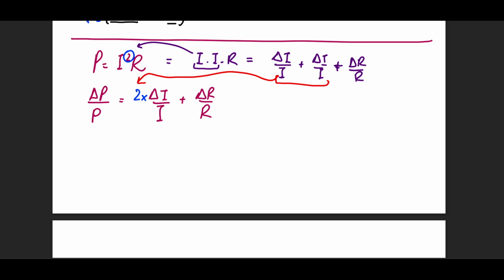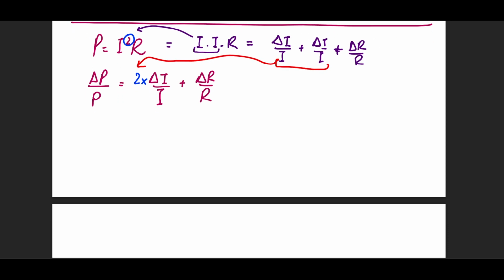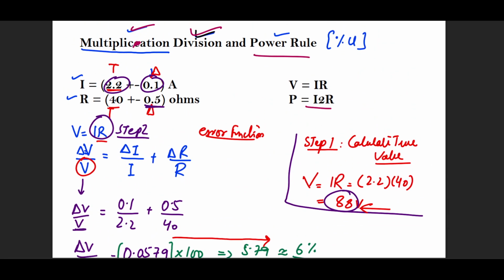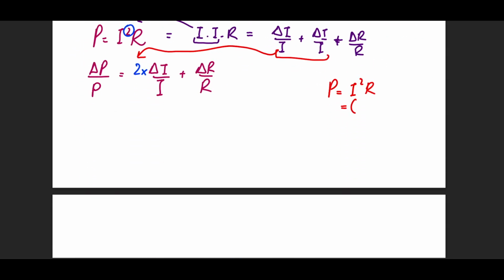So now to solve this, again, the method is going to be simple. First, we find out the calculated power, which is P equals I squared R. The value of I given in the question is 2.2. R is 40. So this is going to be 2.2 squared multiplied by 40. Let's calculate this. So 2.2 squared multiplied by 40 gives us 193.6 watts of power. Okay, so we are done with this section of the question.